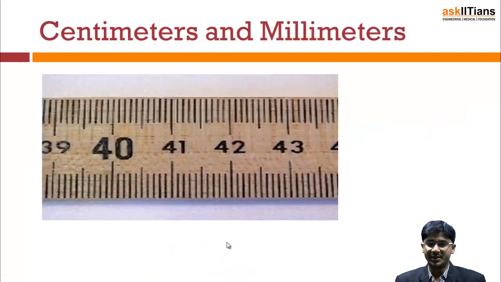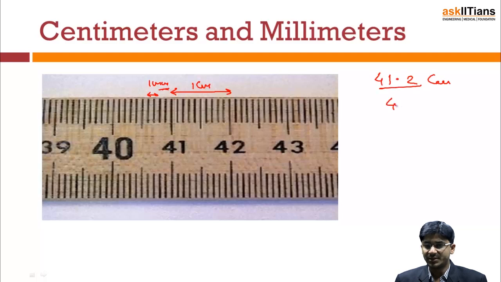Now we know centimeters and millimeters. We have seen a ruler. If you see this ruler, this is 1 centimeter, right? And this distance is 1 mm. So the measurement you can make is something like, someone can measure 41.2 centimeter, someone can measure 41.3 centimeter. This is the measurement this ruler can easily measure. It has been marked with this level of significant digits that it can measure.